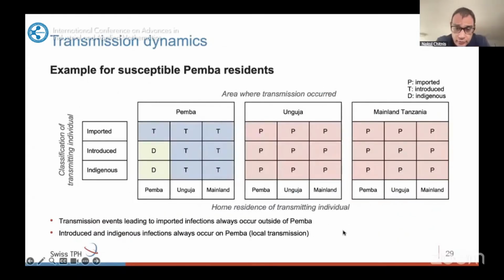Right, and this is the full description of how they're infected. So for someone from Pemba, if they're infected on Unguja or mainland because they're outside, they would be an imported case. If they're infected from a Pemba resident who is an imported case, or from visitors from Unguja or mainland on Pemba, they would be introduced cases. And if they're infected by either introduced or indigenous cases on Pemba, they would be indigenous cases.